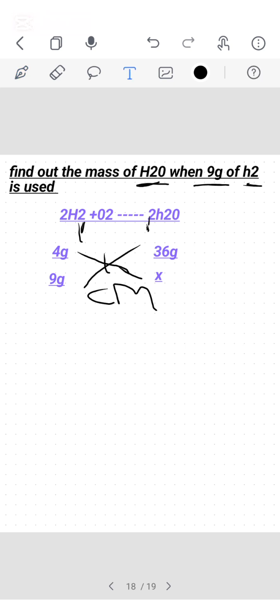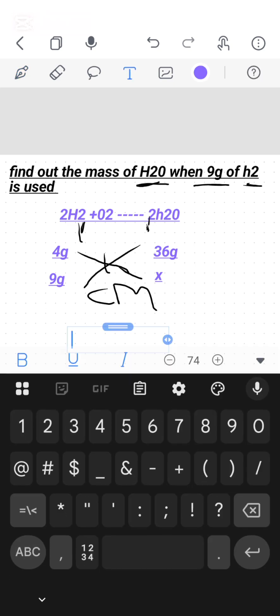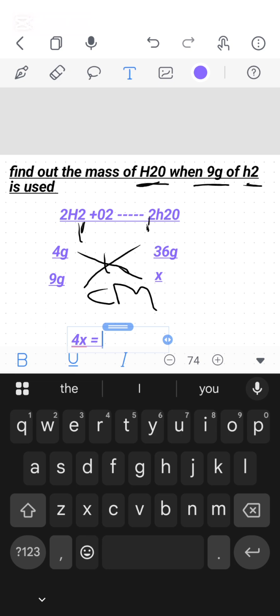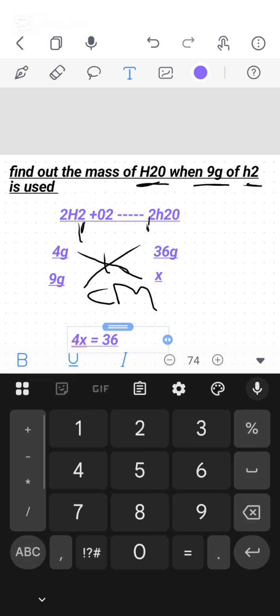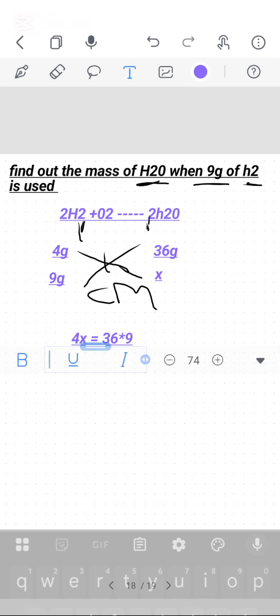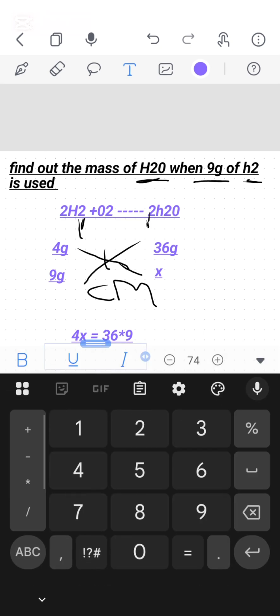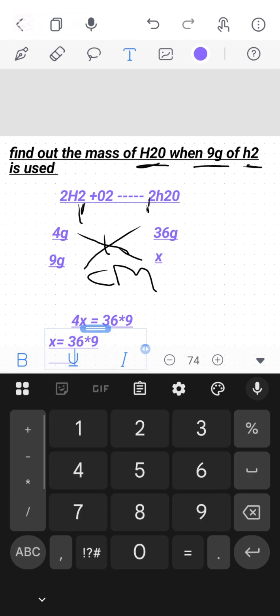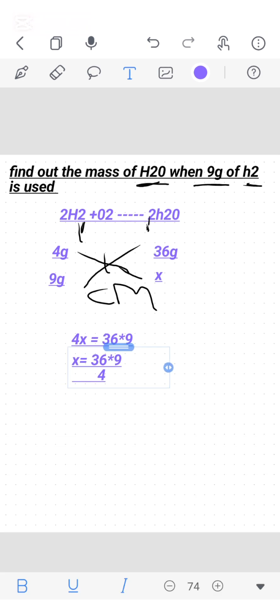So doing cross multiplication, it would be 4x is equal to 36 multiplied by 9. The 4 is in multiplication, so we take it down to divide. So it would be 36 multiplied by 9 upon 4. Okay, that is how the equation would be written.